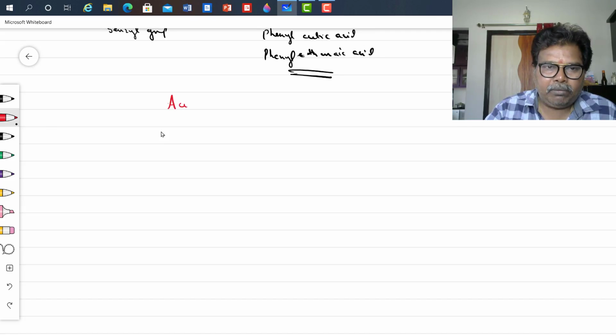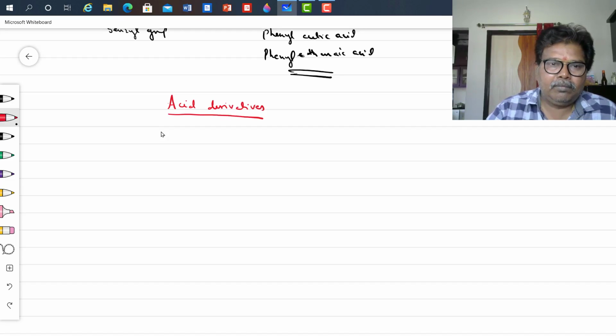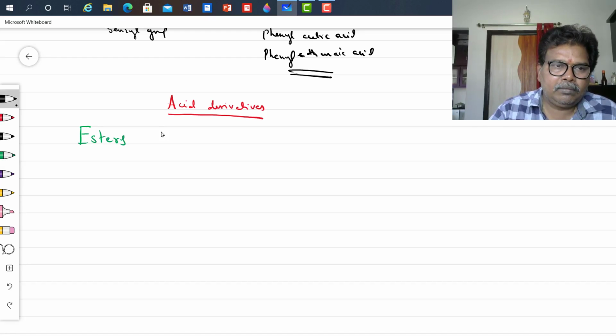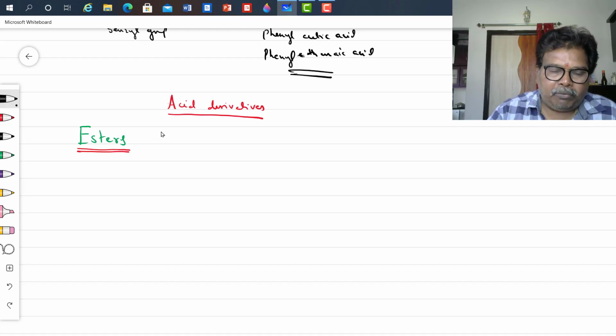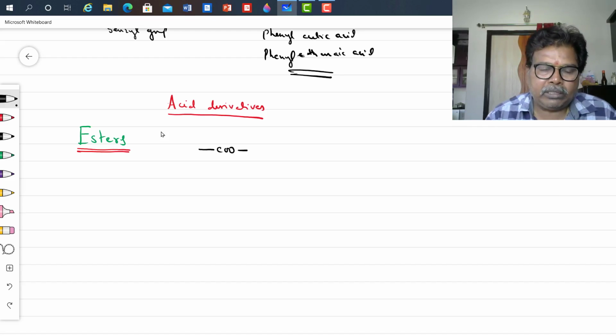Acid derivatives: esters. So remember, the general formula or functional group of ester is the COO functional group.